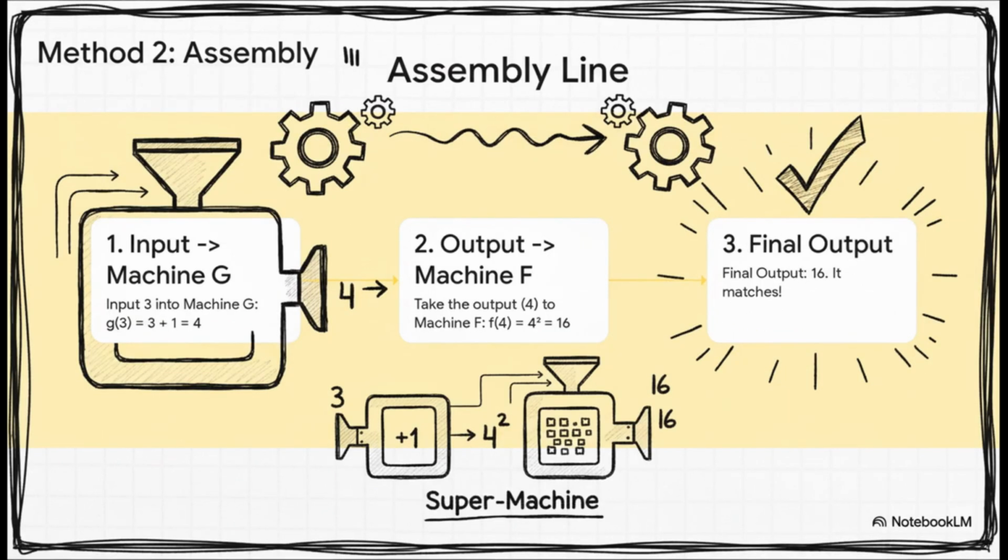Now for the old school assembly line. First, we put 3 into machine G. 3 plus 1 gives us 4. That 4 immediately gets passed to machine F. What's 4 squared? It's 16. The final output is 16. Look at that. It matches perfectly. Our super machine is a total success.